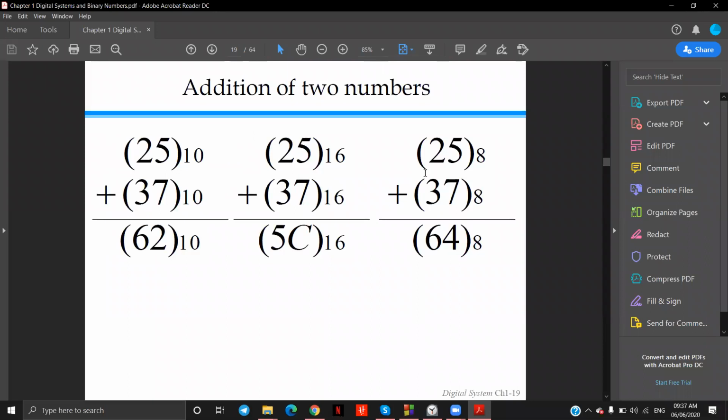So hopefully, I think you will understand about addition of two numbers.